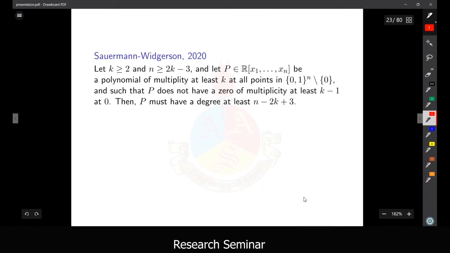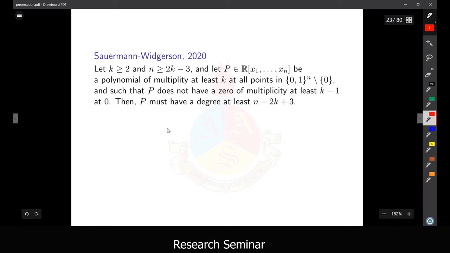Okay. But we have also a slight improvement of the lower bound, and it is due to Sauermann and Wigderson from the same year. And they proved some algebraic result about polynomials. And as we will realize, it is really something which we need to get some lower bound.